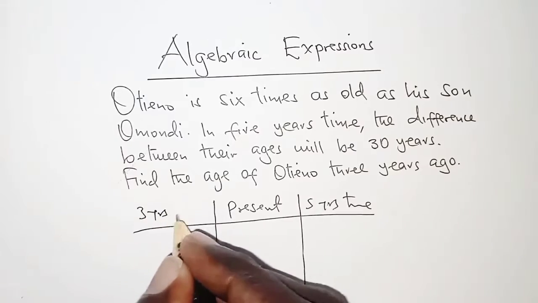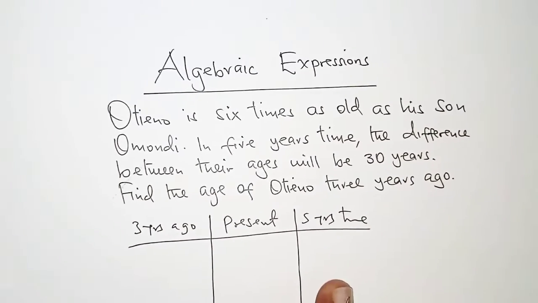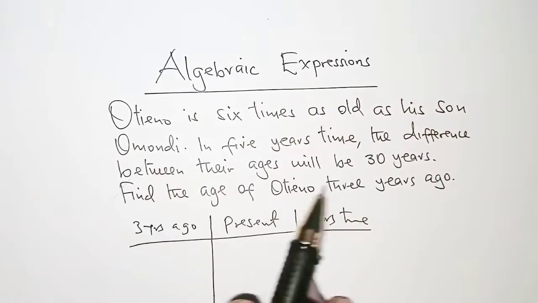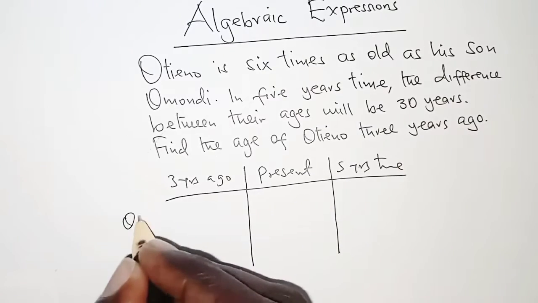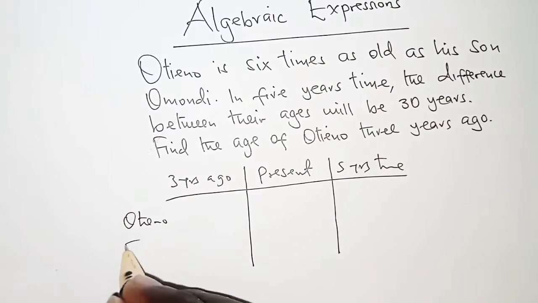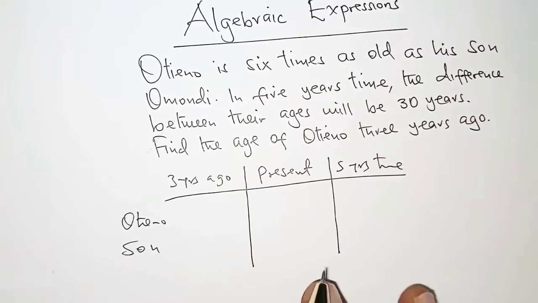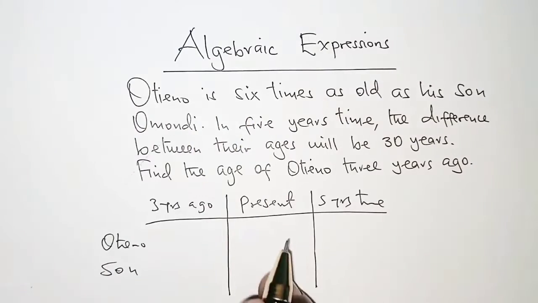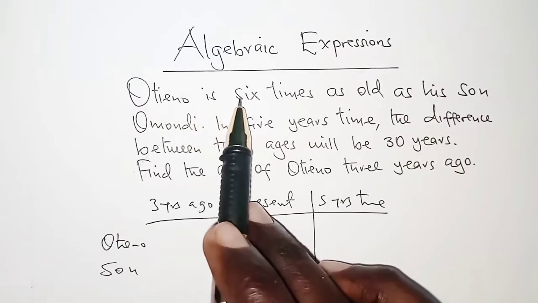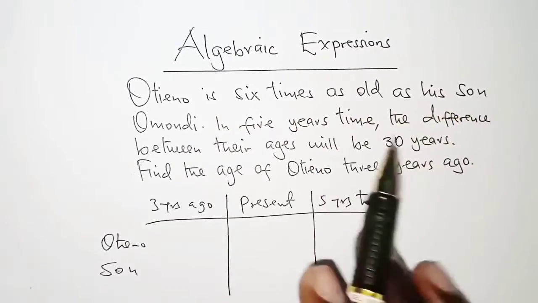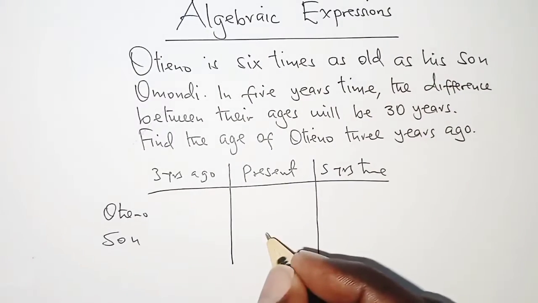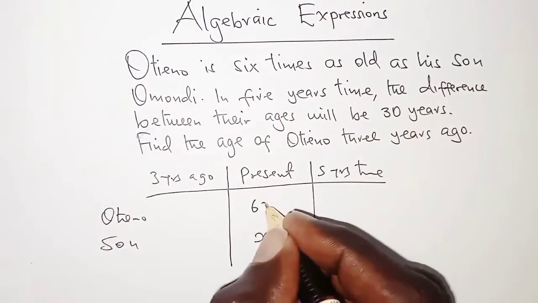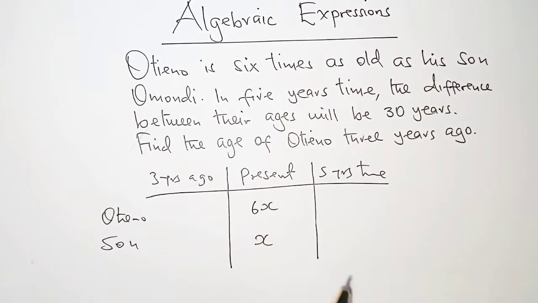So 3 years ago. So what we are given in the beginning is that Otieno is 6 times as old as his son Omondi. So let me just have here Otieno and son. You can have it as son or Omondi, still the same thing. So whatever we are given in the beginning is about the present. So Otieno is 6 times as old as his son Omondi. So if the son Omondi is x years old, then Otieno is 6 times as old as Omondi. That is 6 times x.